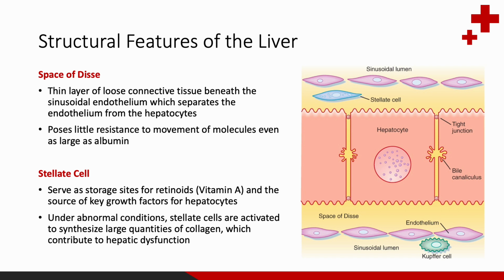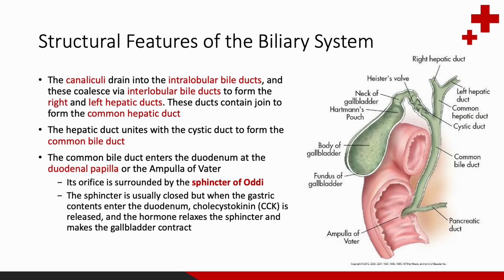So the stellate cells, also known as Ito cells, normally residing in the sinusoidal walls within the space of Disse, serve as storage sites for retinoids or vitamin A and serve as a source of key growth factors for hepatocytes. Under abnormal conditions, stellate cells are activated to synthesize large quantities of collagen, which contribute to hepatic dysfunction.